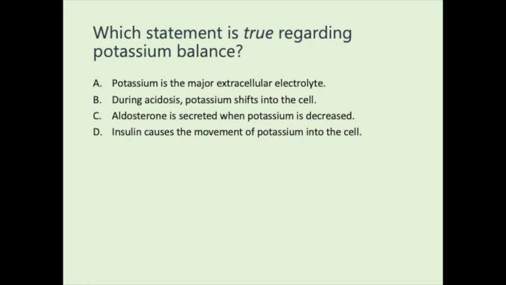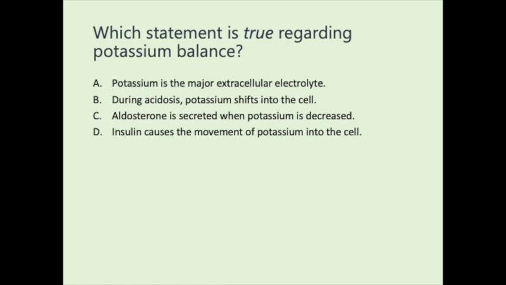There's too much potassium in the blood serum. That's why when we get the lab through blood work, we're seeing high potassium levels. What we want to do is move that potassium back into the cell, and we can do that by giving insulin. Let's look at A, B, and C now.